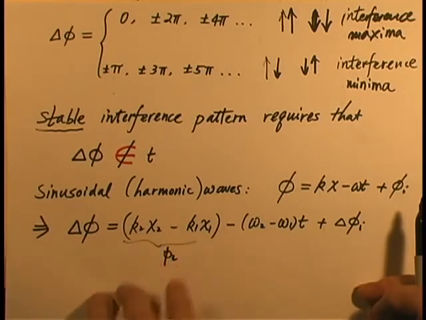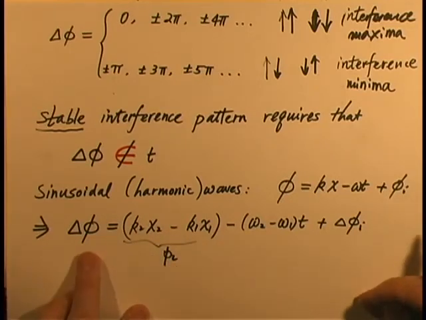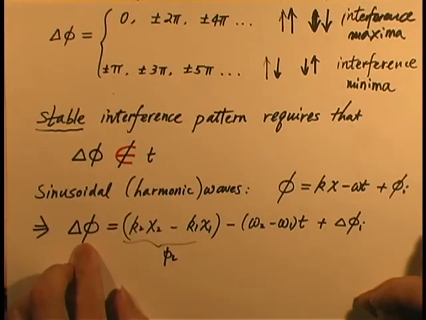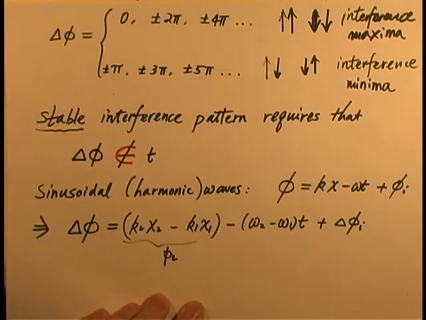Okay, so here's the difference, right? First thing first, I want to make sure that this delta phi is not a function of time. I want it to be stable. If it changes with time, of course, you can go from maximum to minimum and go back to maximum. It's not stable anymore. So what does that tell us? It tells us that we must get rid of this term. We must kill this term.